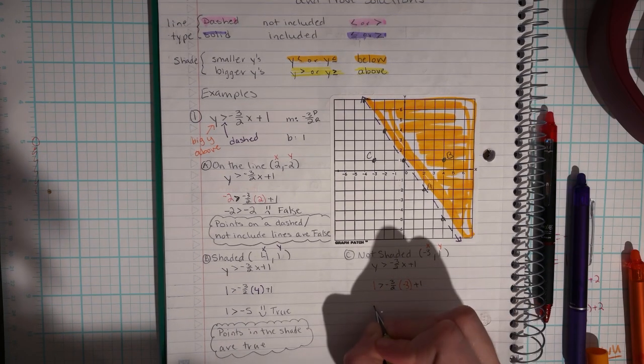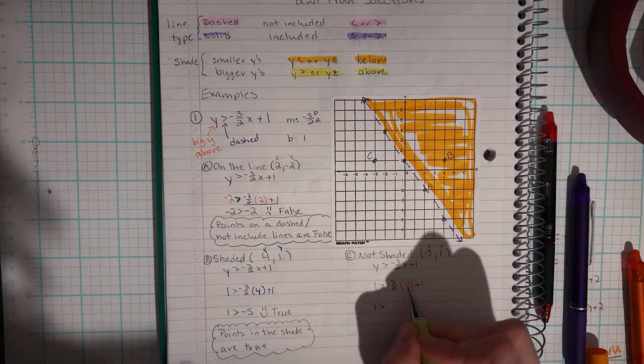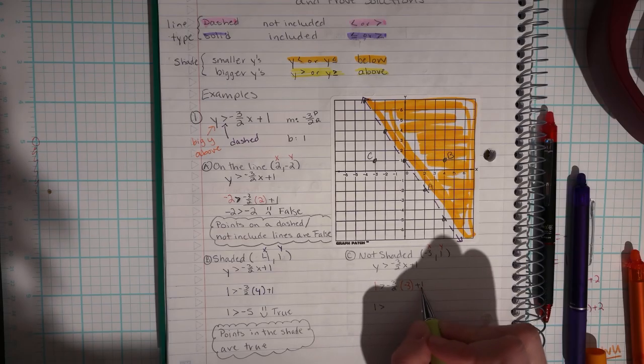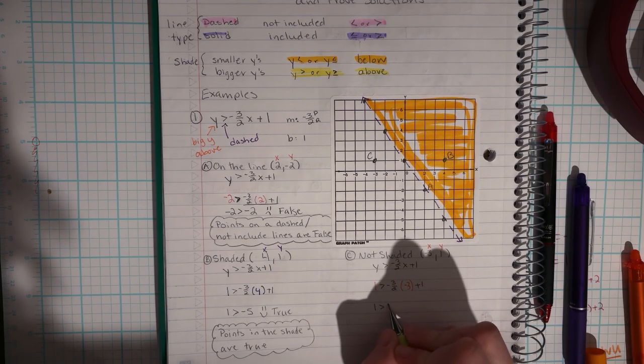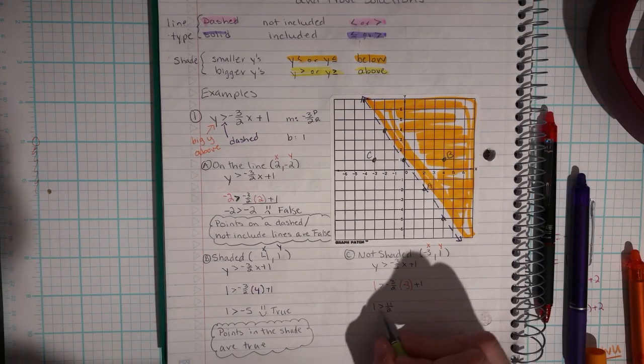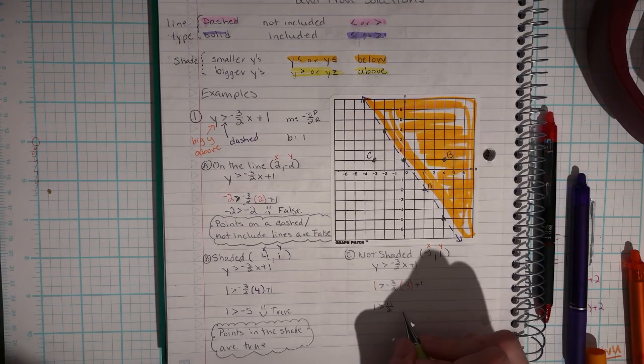Plus 1. We got 1 is greater than, oh goodness. We got, let's see, 9/2 plus 1 is 11/2. I hope that's right, all the math critics out there. All right, is 1 bigger than 11/2?